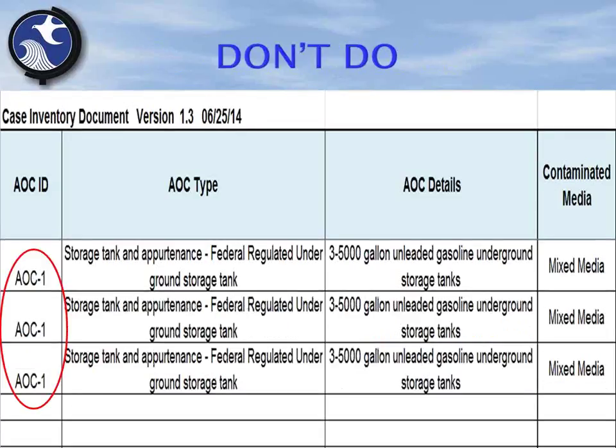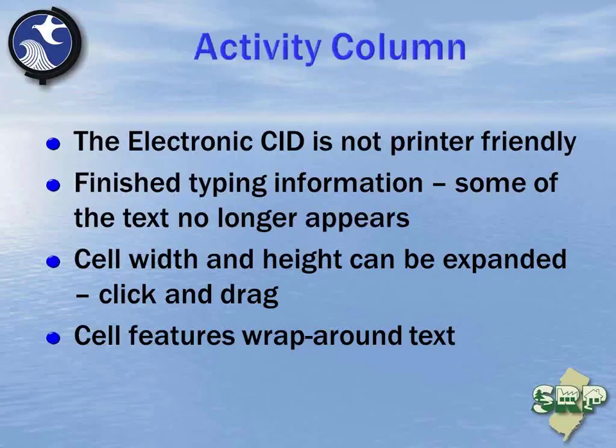Another example of what not to do. We had this one come in. An LSRP just decided to have the same AOC listed out 3 times, and for the life of us, we couldn't figure out why this happened. Lo and behold, it happened because of the activity column. The department acknowledges that the new version of the SID is not printer friendly. We don't want you to print it out. We have no intentions of ever printing it out. We will look at it online, electronically. This particular LSRP broke it down into 3 separate rows because that way when he printed it out, it was much neater. Okay, don't do that.